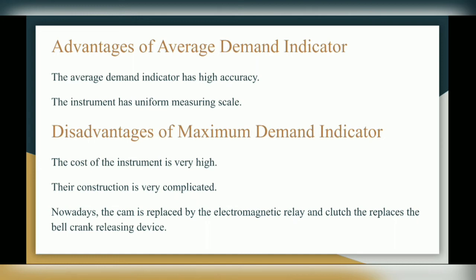Next is advantages of maximum demand indicator. The maximum demand indicator has high accuracy. The instrument has uniform measuring scale. Disadvantages of maximum demand indicator. The cost of the instrument is very high. Their construction is very complicated. Nowadays the cam is replaced by the electromagnetic relay and clutch that replaces the bell crank releasing device.